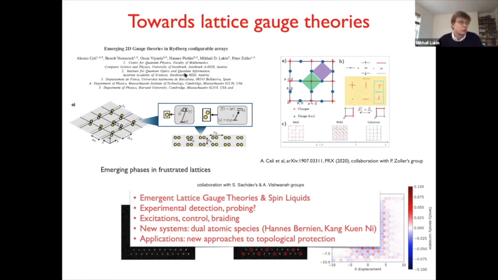For example, how do you detect, characterize, and probe these states, and how can you apply them? These lattice gauge theories are very closely related to things like spin liquids, which themselves are related to things like topological error correction. And I'd say that using the tools and techniques we developed, we are now entering a regime where exploration of these things is very much possible.